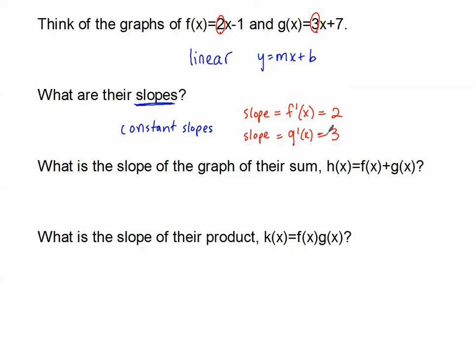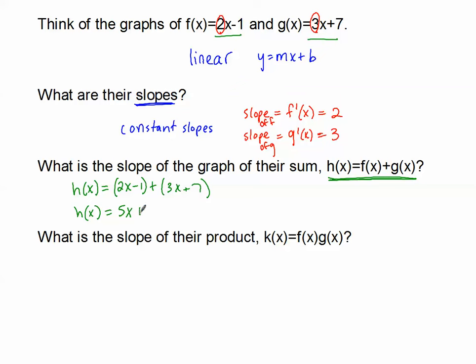Okay, so we know the slope of f and the slope of g, those two different slopes, 2 and 3, constant slopes, never changing, no matter what x is. Well, what is the slope of the graph of their sum? Let's make a new function, h of x, and add them together. h of x equals f of x plus g of x, 2x minus 1 plus 3x plus 7, and h of x is 5x plus 6.